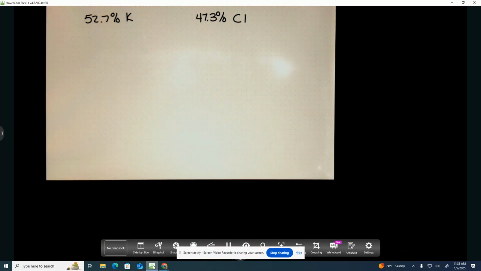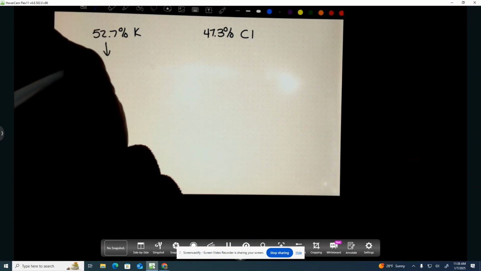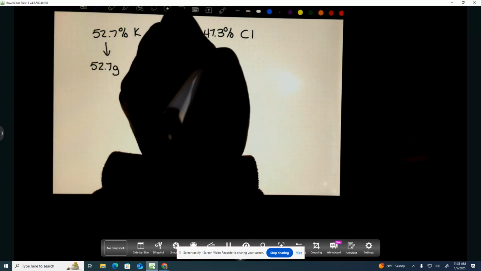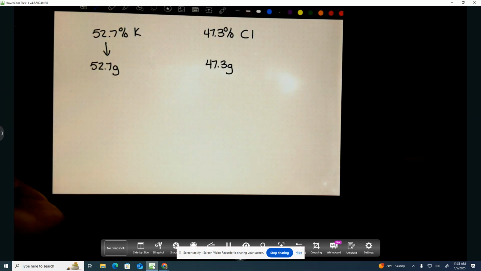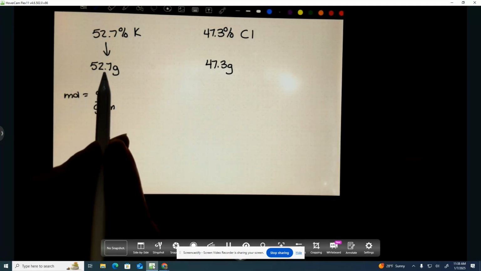Let's try another one. 52.7% potassium and 47.3% chlorine. So there's my problem. I've got a sample, and I know that 52.7% of it is potassium and 47.3% is chlorine. How do I find the empirical formula? Turn the percent to grams to moles. Yep, 52.7 grams, 47.3 grams. Now we're going to do the mole formula. Moles equals grams over gram formula mass.